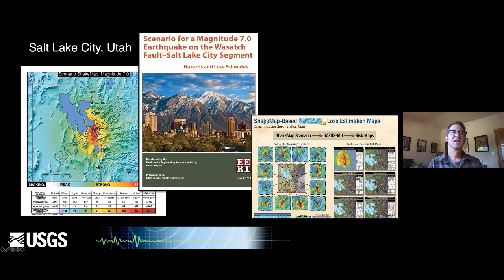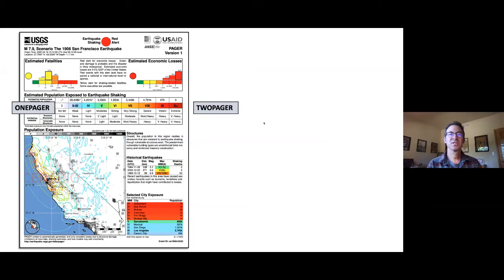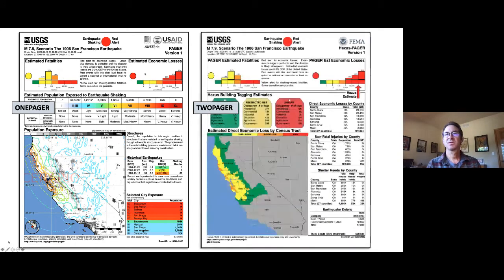And so these scenarios are then used for drills and exercises and planning purposes for communities and utilities and agencies that are concerned about earthquakes. In fact, we can do the same thing for that 1906 earthquake. We can actually run that as if it occurred today and get an estimate of the economic losses and the fatalities, as well as the TwoPager, which gives us an estimate of the number of buildings that are going to be affected by that earthquake had it occurred in modern times.